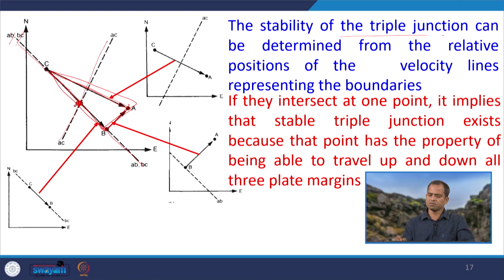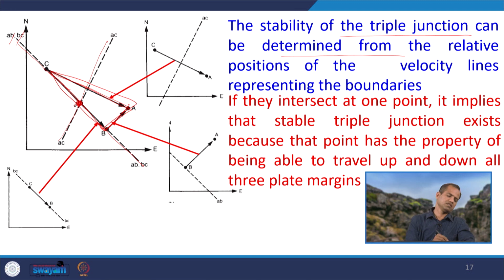That means it says this relative velocity for the given triple junction, it is a stable triple junction, because the relative velocity is maintained here within that triangle. So, the stability of this triple junction can be determined from the relative position of the velocity lines representing the boundaries. If they intersect at one point, it implies that a stable triple junction exists, because that point has the property of being able to travel up and down all three plate margins.